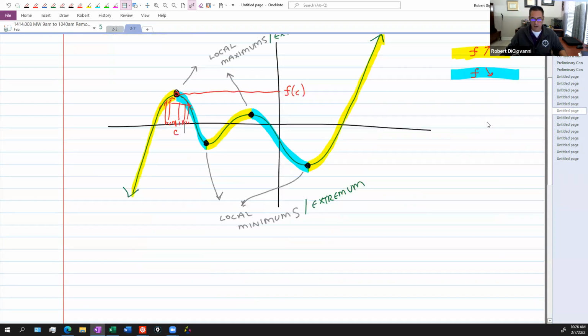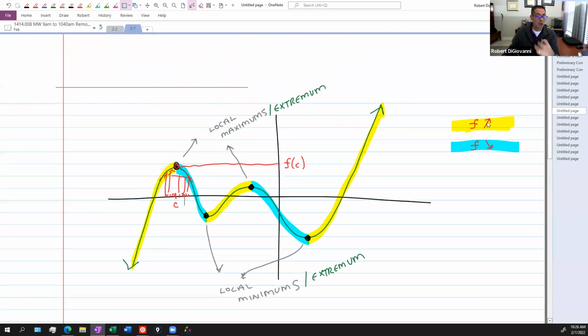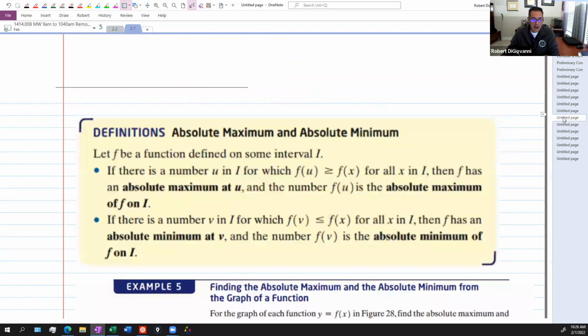Okay, so we have this idea of a local maximum, local minimum, king of the hill, king of the valley, right? Little high and low points. Now you do have what's called an absolute maximum or an absolute minimum. That would be the absolute highest point on a graph and the absolute lowest point on a graph, if you even have them.